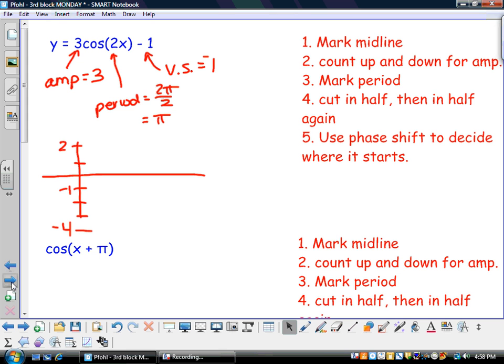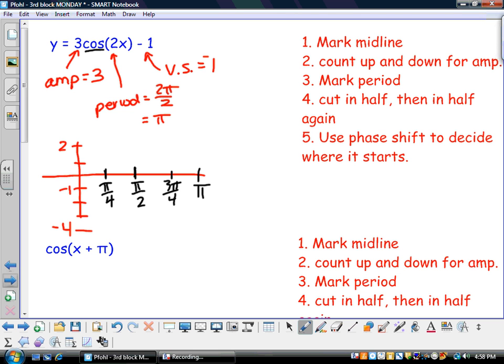Then I'll go on the x-axis, mark the period, cut it in half, cut it in half again. To get that last marking, I'm going to count 1/4, 2/4, 3/4, 3 pi over 4. This graph has no phase shift because they're not adding or subtracting anything on the inside. So it's just a normal cosine graph.